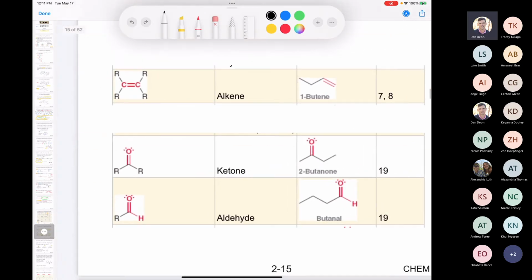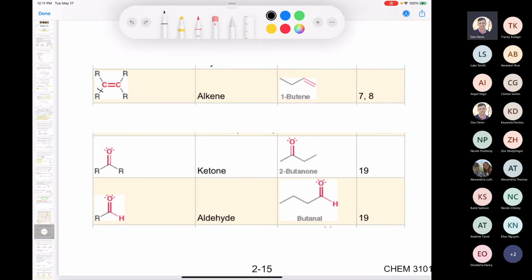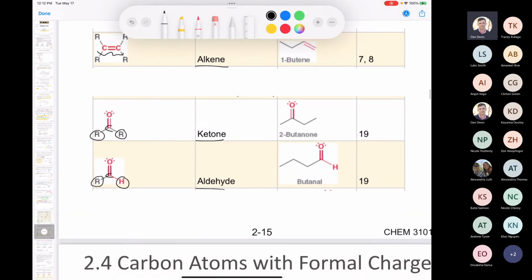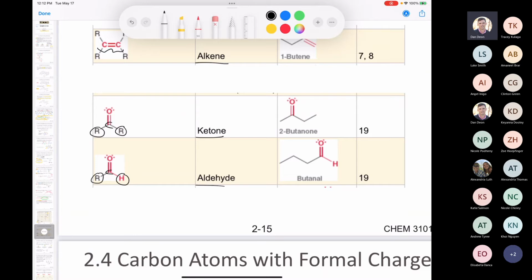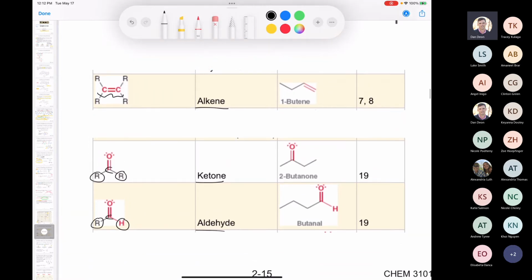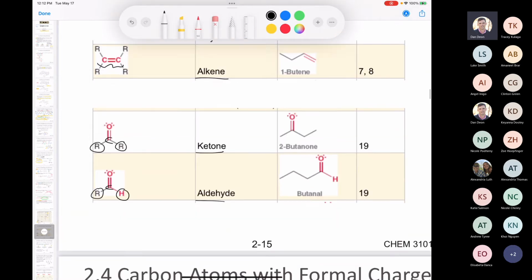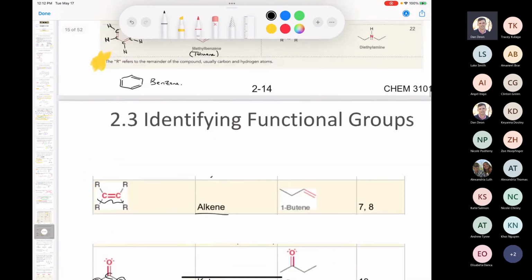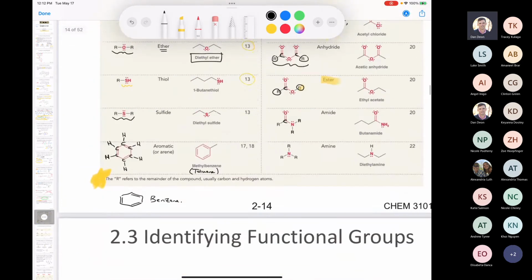And the last three are, if you have a double bond between two carbons, this is called an alkene. When you have a carbon with a double bond to oxygen and just two R groups attached to it, this is a ketone. And when you have a carbon with a double bond to oxygen, an R group, and an H, or a hydrogen, attached to the carbon, that's called an aldehyde. And I'm sure you've all heard of formaldehyde, which is an aldehyde. So those are the functional groups that you need to know in this class.